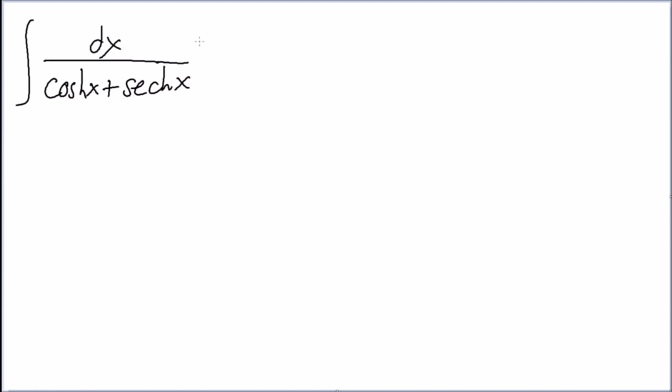Alright, another weird looking one. Again, it's just hyperbolic trigs. Here, I would multiply top and bottom by cosh, and we get, I'll just abbreviate this. We're dealing with hyperbolic trig anyways.